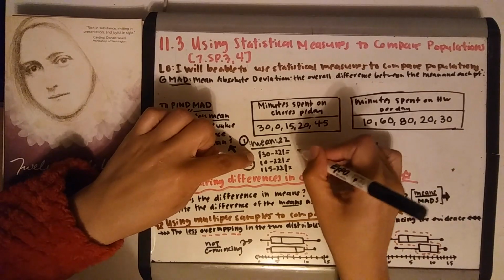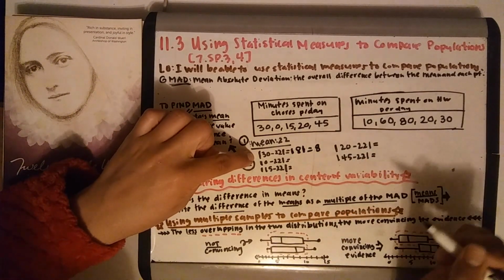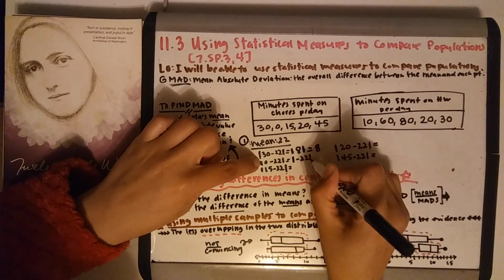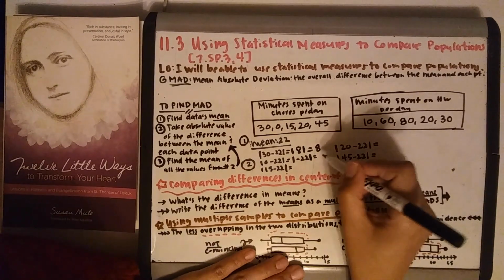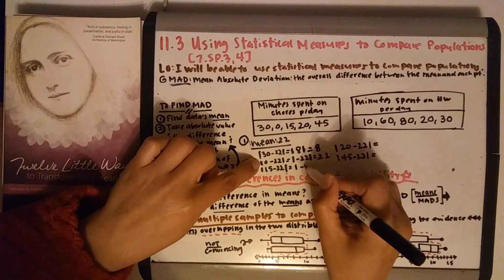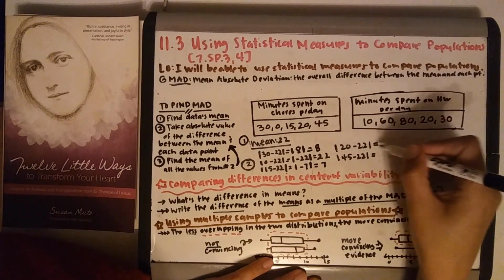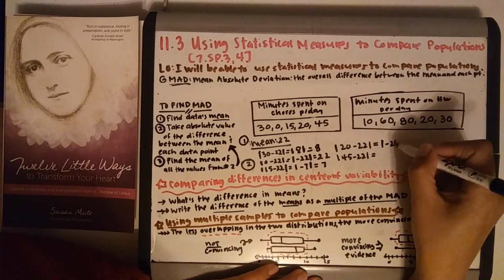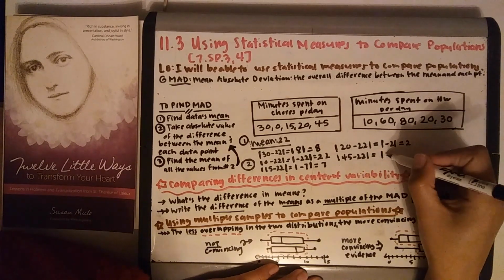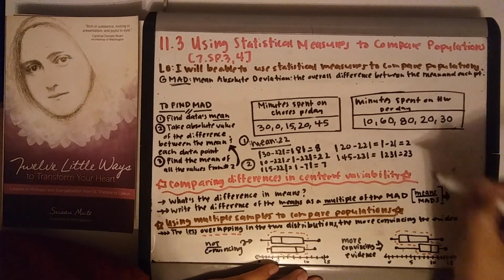So 30 minus 22 is 8, and absolute value of 8 is just 8. This one, 0 minus 22, is actually negative 22, but we're doing absolute value, so you will never get a negative. So that's just 22. 15 minus 22 is negative 7, and absolute value of negative 7 is just 7. 20 minus 22 is negative 2, absolute value of negative 2 is just 2. And then 45 minus 22, that's 23. Absolute value of 23 is just 23.